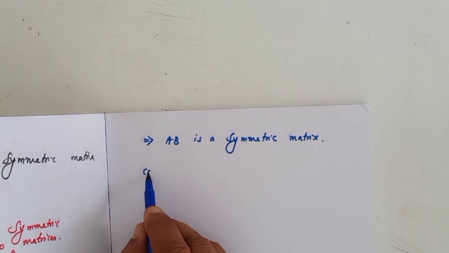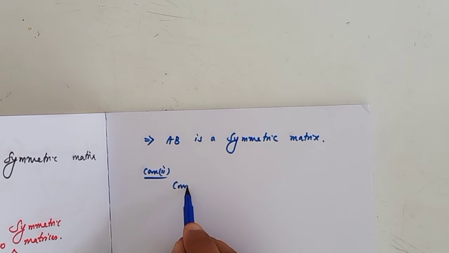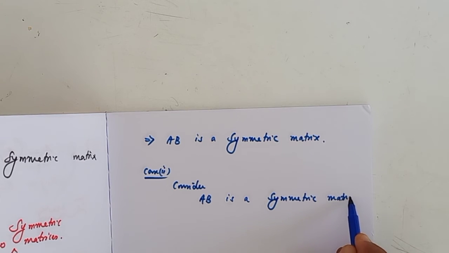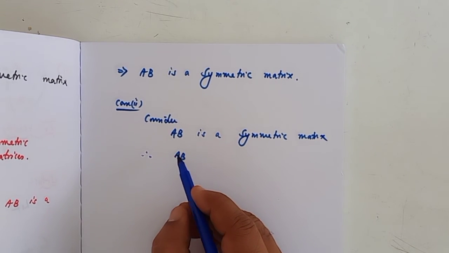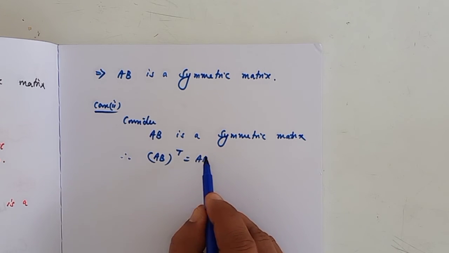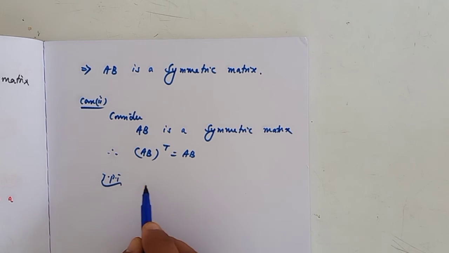Now case number 2. Now we can consider AB is a symmetric matrix. Therefore, AB whole transpose equals AB. This is a condition for symmetric matrix. We have to prove that AB equals BA. How to prove?